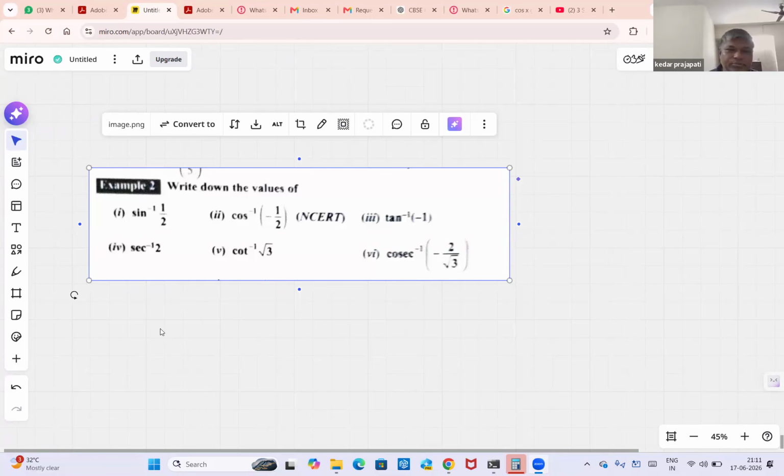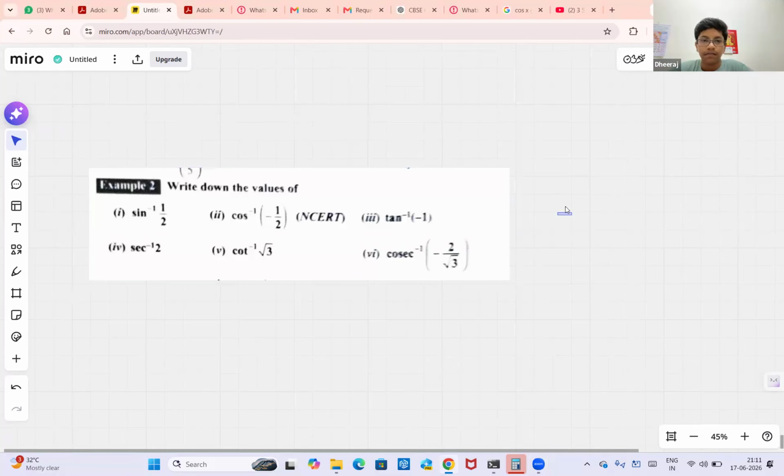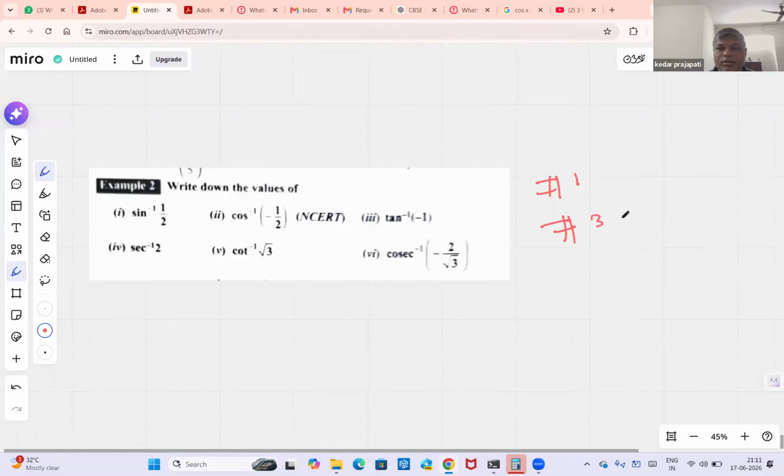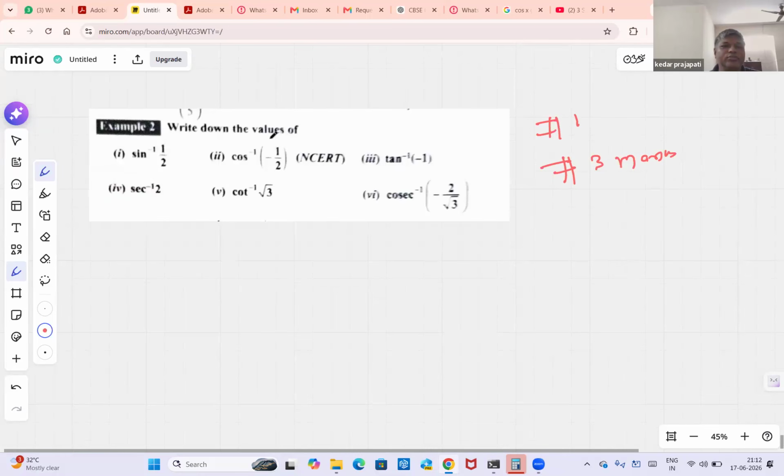Yeah. So this question comes for 1 mark as well as 3 marks. This will come either for 1 mark or for 3 marks. So let us try to solve it. It is telling us to write down the value of sine inverse half. So it has given you the ratio and is telling you to find the angle. That is the meaning of the question. So what will you do?